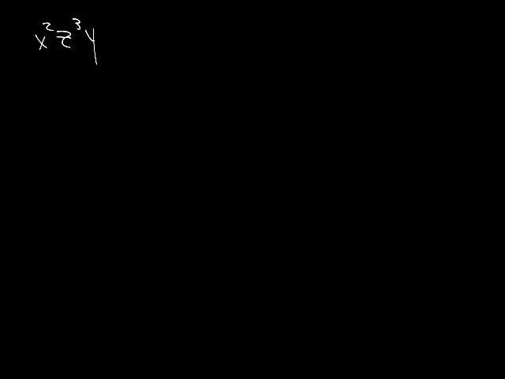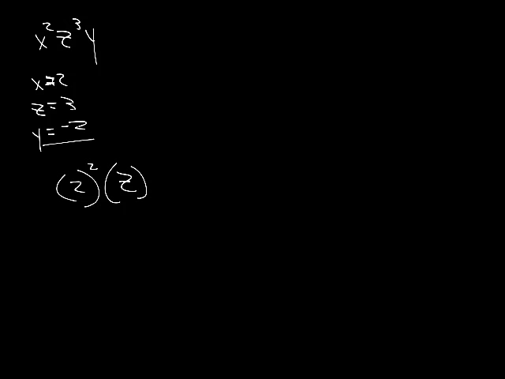So if I give you that, and I tell you that x is 2, z is equal to 3, that's an equal sign, z is equal to 3, and y is equal to negative 2. Alright, so let's use that. X is 2, z is 3, y is negative 2. Whoops, that's got to be 3, doesn't it?